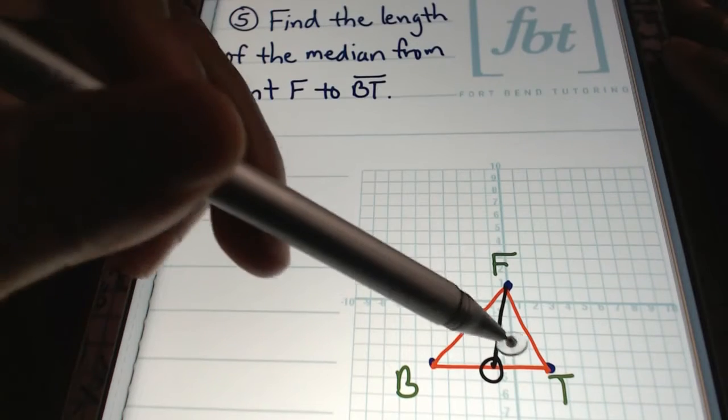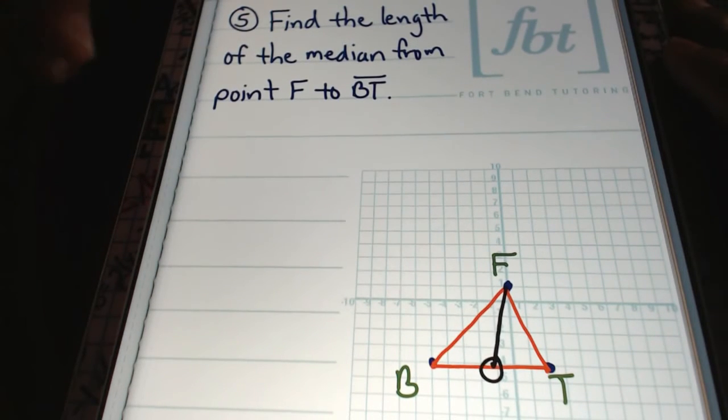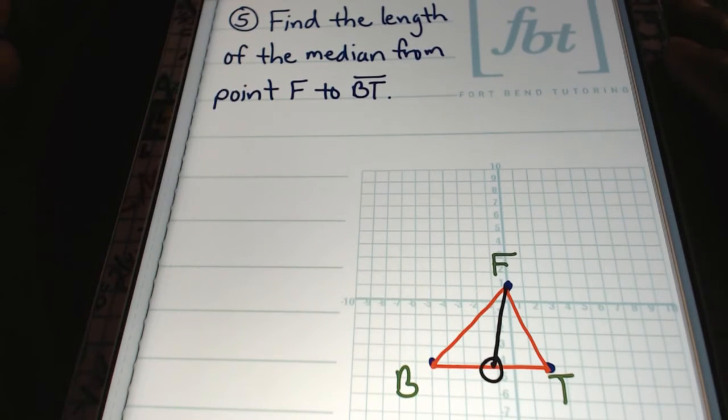In order to find the length of this median, this line segment from the vertex F to the midpoint of the line segment BT, we'll combine the two things we learned today. You'll need to find the midpoint of BT using the midpoint formula we touched on earlier, and then use the distance formula or a similar process to find the length of the end result, that median. All right, so this is a great question.